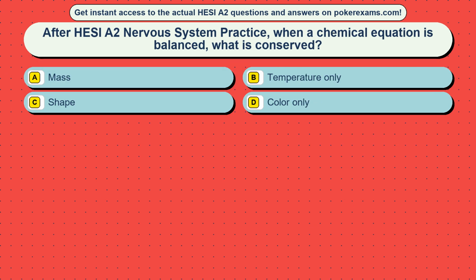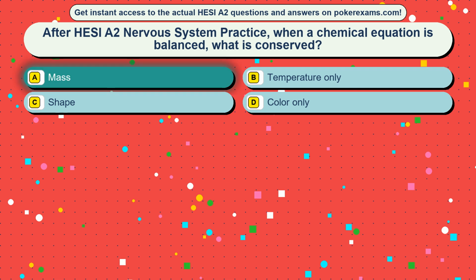Question 26. After HESI A2 nervous system practice, when a chemical equation is balanced, what is conserved? Option A, mass. Option B, temperature only. Option C, shape. Option D, color only. The correct answer is option A, mass.